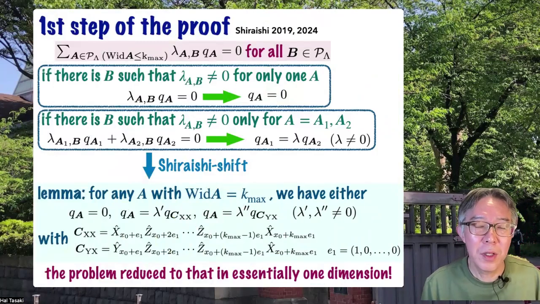Okay, let's talk about some more details. So the proof consists of 2 steps, like in Naoto's original proof. And the first step is rather easy and rather general. So as I said, we have these coupled equations for QA and try to solve them. And the first thing you find from this is if there is B such that this is non-zero only for 1 A satisfying this condition, then you don't have to sum. And this equation simply becomes this. And since this is non-zero, you can solve it, you find that QA must be 0. Very good. So in this lucky situation, you already know QA, and it's 0.